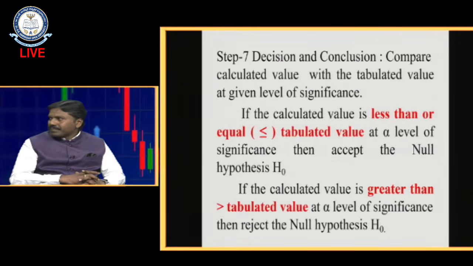So you have to use the critical value in step 6 only. After that, you will make a decision, the last step. Hypothesis testing is done in 7 steps, so that is why you have to remember these 7 steps. Step number 7 is an important step: decision and conclusion. These are the most important steps.